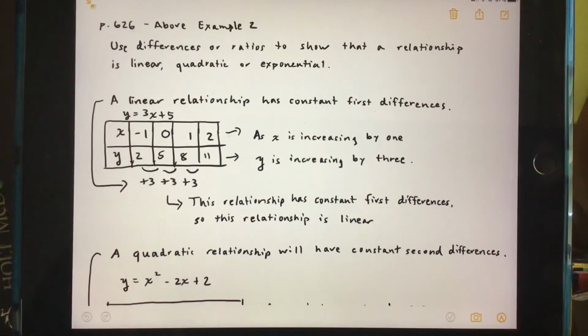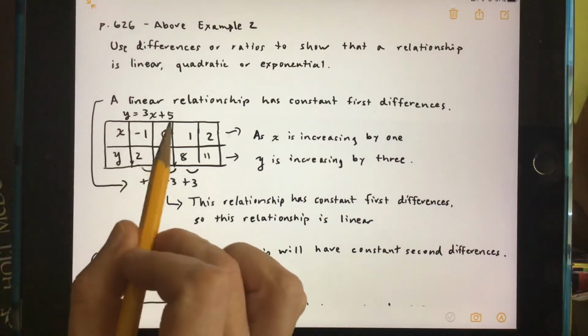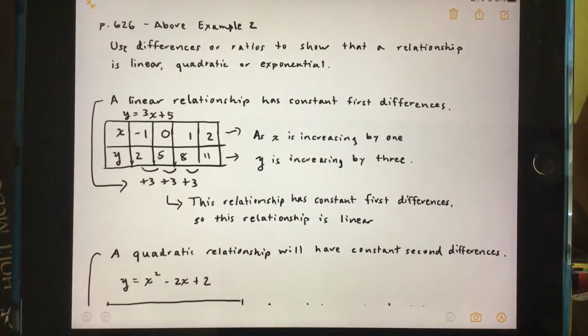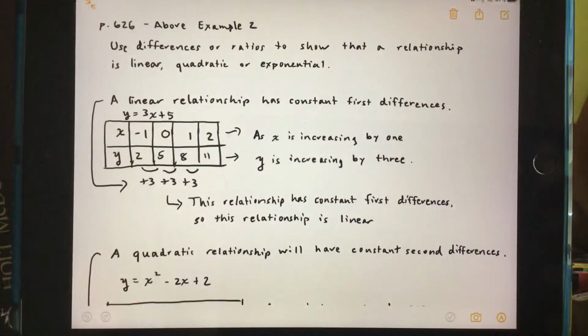And we're going to use the idea of either differences or ratios to show that a relationship is linear, quadratic, or exponential. This time we're not graphing to figure that out. We're going to look at the special relationships that occur when we have linear, quadratic, or exponential relationships. So I'm going to give you the equation. We're going to recognize this as a linear equation because we see just y and x with no exponents higher than 1. Nonetheless, given this equation that we know is going to be linear, we're actually not going to use that to determine that this is a linear relationship.